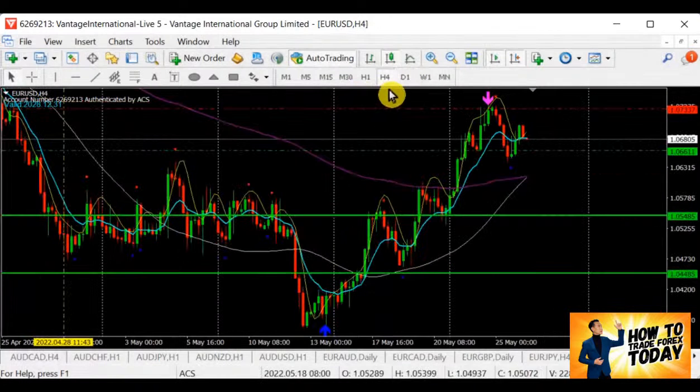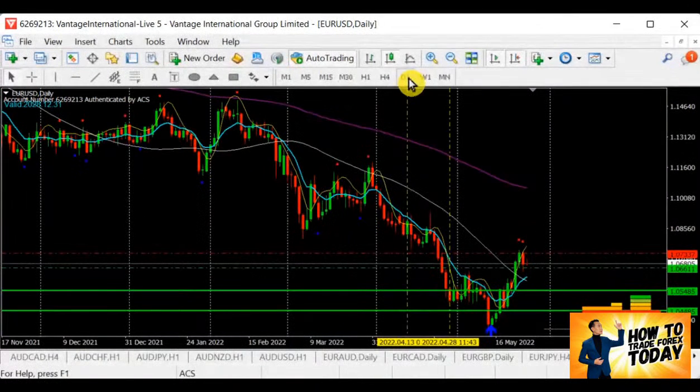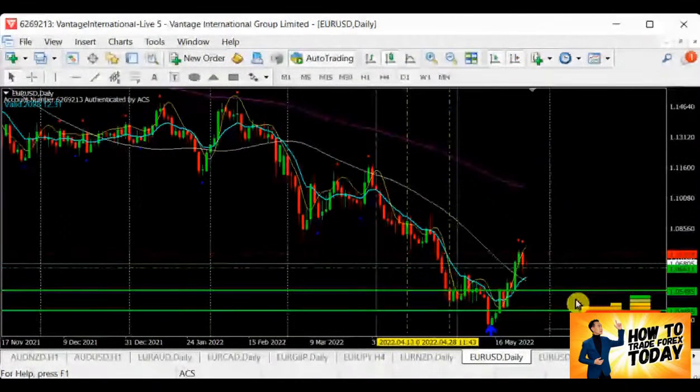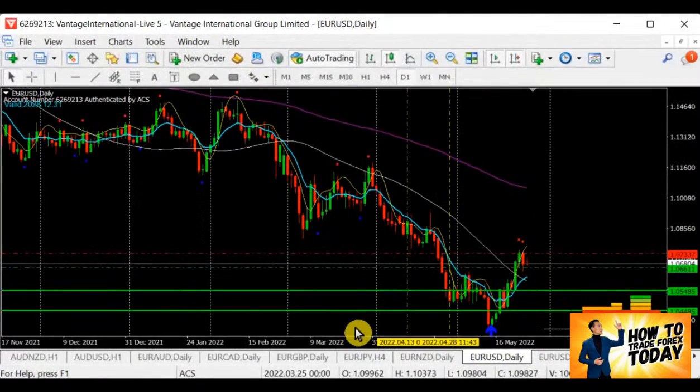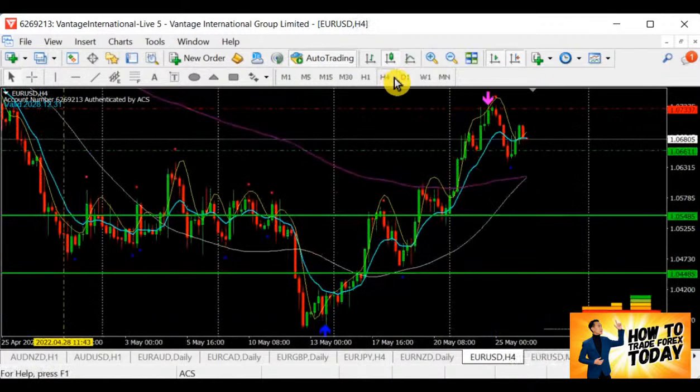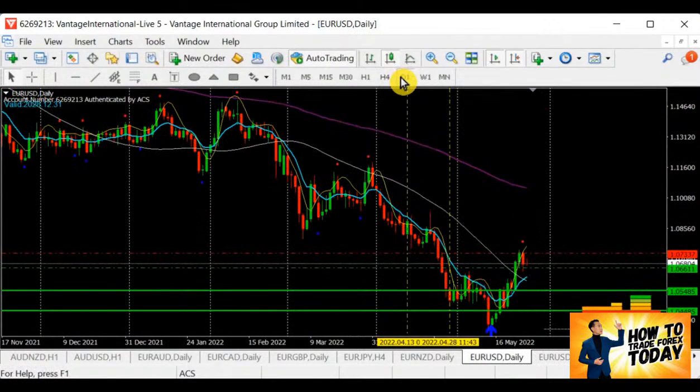All right. So Euro dollar. Let's take a look at Euro dollar. We are now actually going into the bull. Okay, I will read this as a bull. So right now, I'm reading this Euro dollar as going into the bull market. So it's actually into the bull market now.